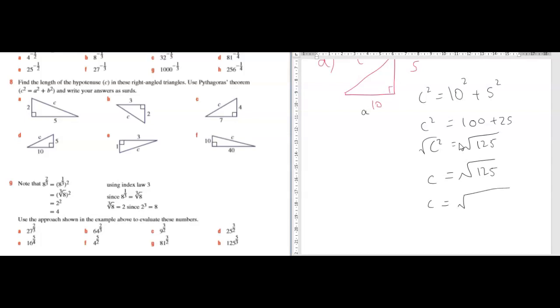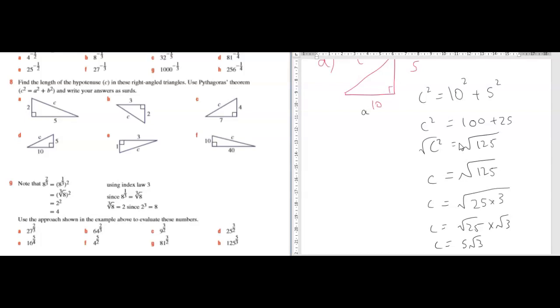When we're simplifying, we say, all right, what square number goes into 125? So 25 does, and how many times does it go in? It goes in 5 times. So then we can separate them. So the square root of 25 times the square root of 5. Now the square root of 25 is 5, and then we've got 5 root 5.